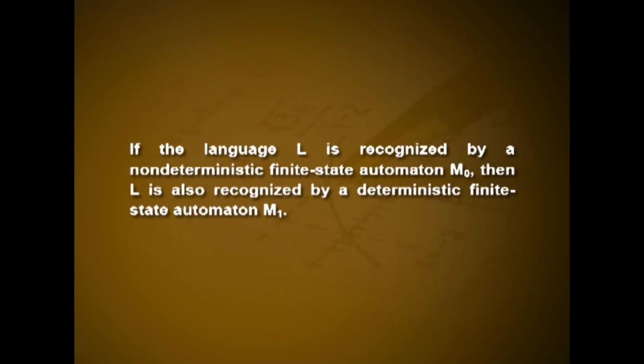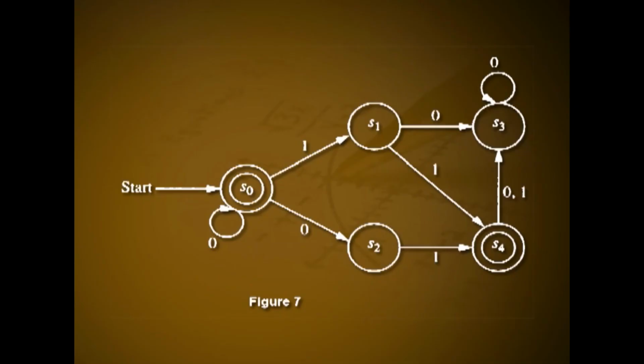Theorem 1. If the language L is recognized by a non-deterministic finite state automaton M0, then L is also recognized by a deterministic finite state automaton M1. Find a deterministic finite state automaton that recognizes the same language as the non-deterministic finite state automaton given in the previous example just before the theorem, and we can see it in figure 7.